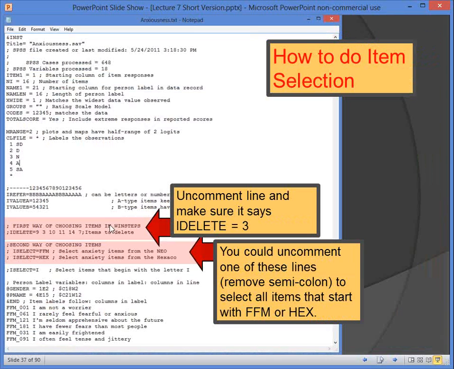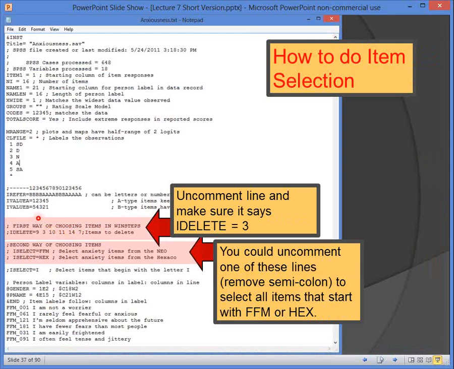I want you to take a look at one of the things I want you to know here, since you're going to be doing some of these calculations in class later using WinSteps: how do you do item selection in WinSteps? There's a couple of different ways to do it. WinSteps is a very flexible program.